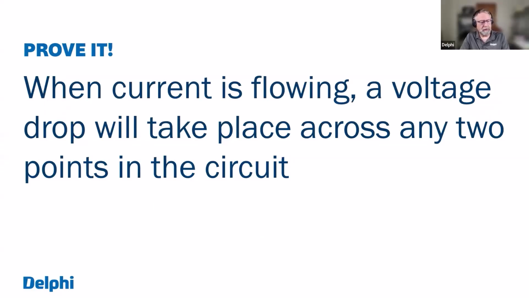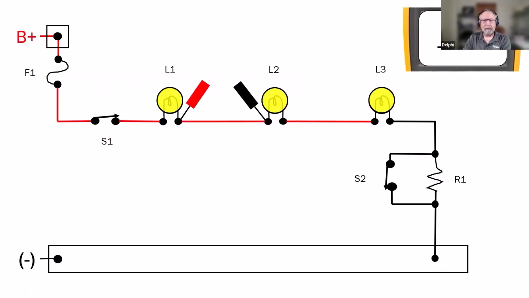So what I like to do with my students, if I'm doing a live class, is we have electrical boards and power supplies and DVOMs. And I get them to experiment themselves and figure out if indeed what I just said is actually true. So when I make an assertion like this, and I say when current is flowing, a voltage drop will take place across any 2 points in the circuit, they take this electrical circuit and they start by having power turned on in the circuit.